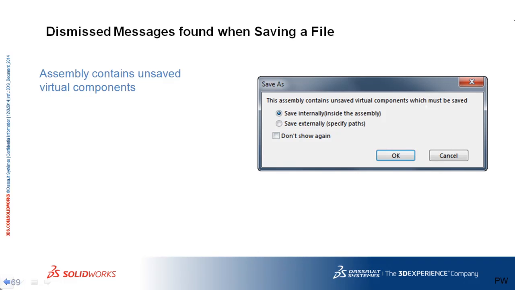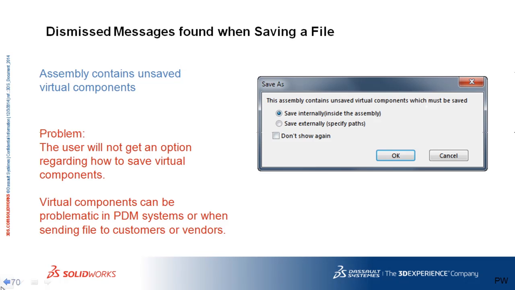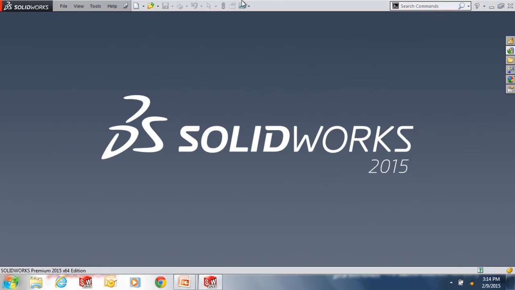And this one, assembly contains unsaved virtual components. This one's pretty different, but when you're dealing with internal components like this, you have the ability to either save that file and leave it internal or save it out to make it external. So that's why we don't recommend dismissing that message, because it can cause problems if you have a PDM system, number one, or if you need to share that document by sending it to someone, it doesn't save that file out. I'll quickly show you that example.